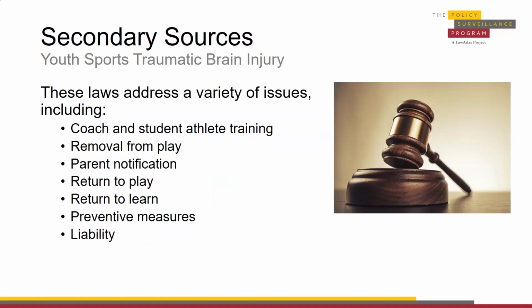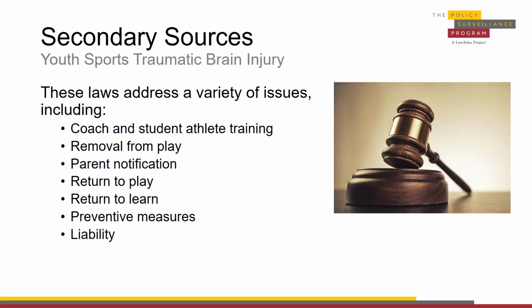So secondary sources, some more on youth sports traumatic brain injury laws. These laws address a variety of issues that we found, including coach and student athlete training, removal from play, parental notification, return to play, return to learn, and preventative measures and liability. States initially addressed this issue by only enacting laws addressing removal from play and return to play and maybe some training for coaches, etc. However, states soon began to adopt laws surrounding return to learn and have also created measures aimed at preventing concussions in the first place, such as with limiting play time and restricting tackling during practice.